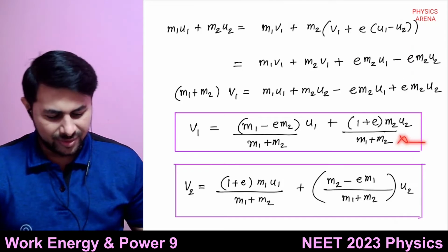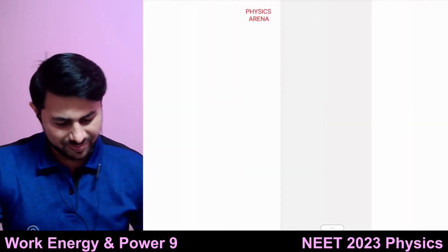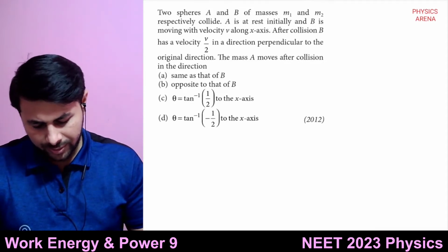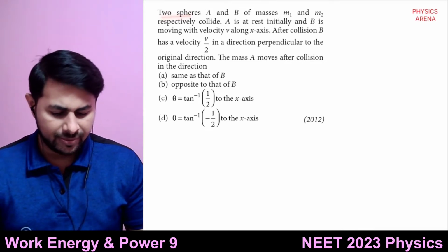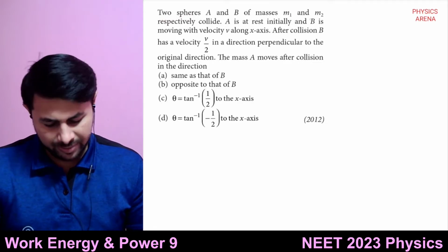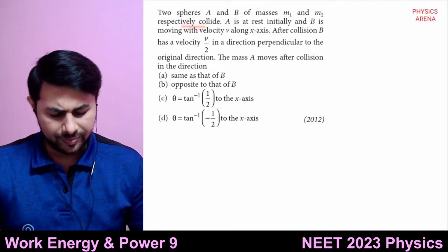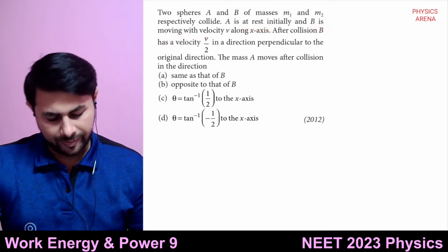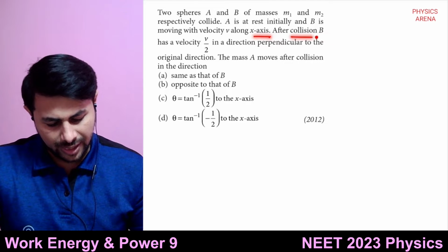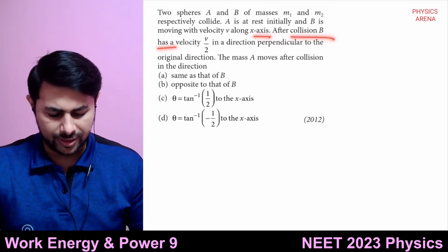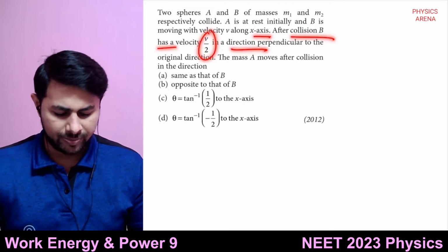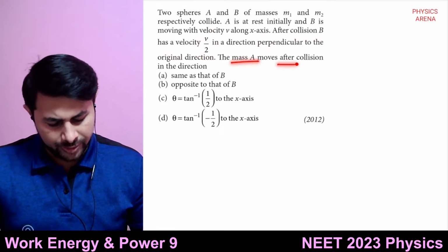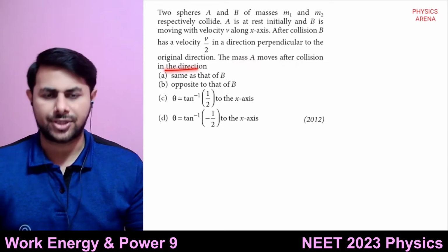Alright. Anyways, let's solve problems based upon this. Two spheres A and B of masses m1 and m2 respectively collide. A is at rest initially and B is moving with velocity v along the x-axis. After collision, B has velocity v by 2 in a direction perpendicular to the original direction. The mass A moves after collision in which direction?